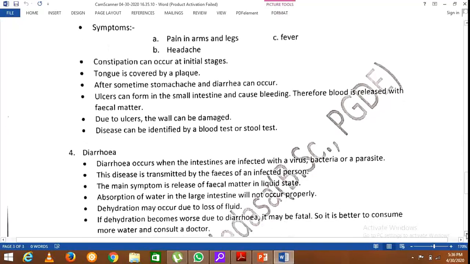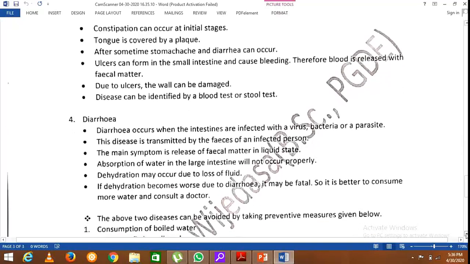Then diarrhea. This occurs when the intestines are infected with a virus, bacterium, or a parasite. So we can't specifically say that this is the causative agent. There may be several causes. This disease is transmitted by feces of an infected person. So when there is fecal matter of an infected person, through vectors like flies and other insects, this can be transferred into food. Food can get contaminated with the causative agent.